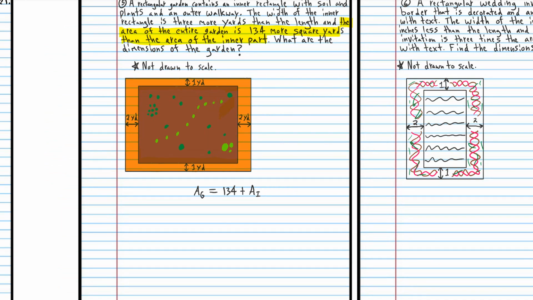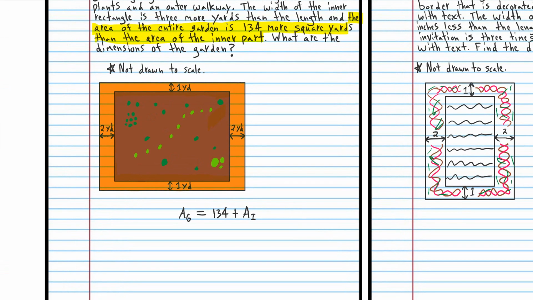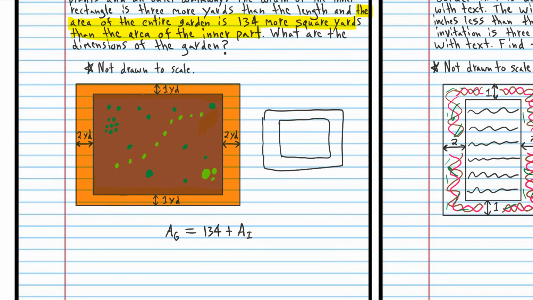Now we have to label the garden. I don't want to mess up this picture, so I'm just going to rewrite this over here. We know that this width here is 1 yard, and this width is 2 yards, and this width is 2 yards. So we have those dimensions on the picture. Those aren't given in the text, but they're given in the picture.